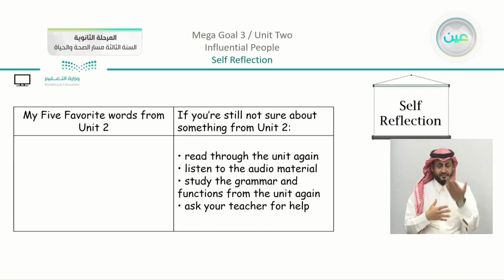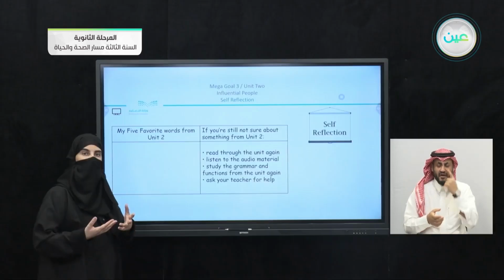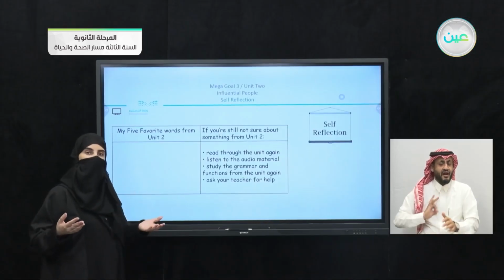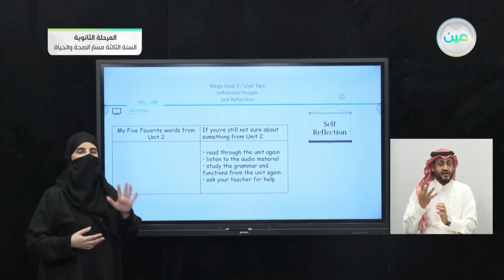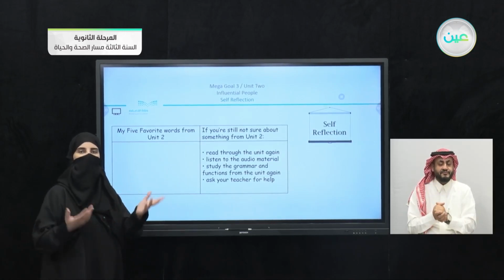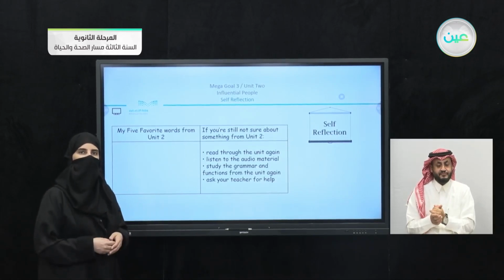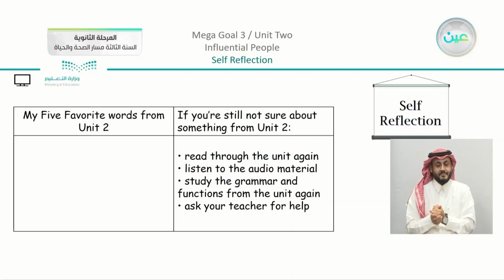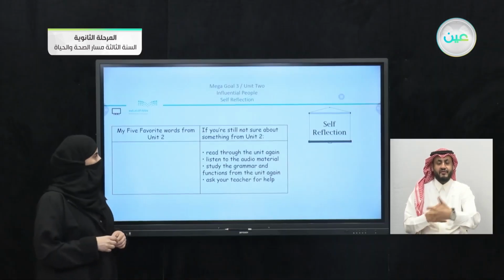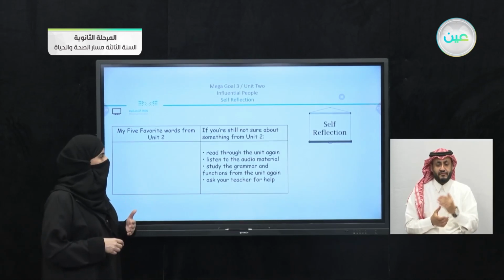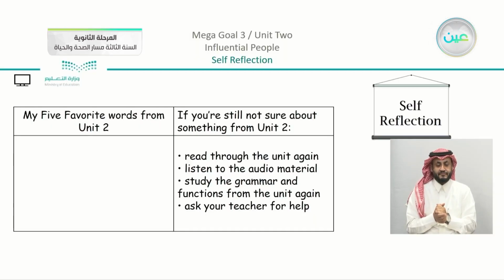We have here my 5 favorite words from Unit 2. So you are going to concentrate on the vocabulary we took in the first lesson and also in the vocabulary building. What are your 5 favorite words that you have learned? You may even have learned something from the reading or from the writing, which was not even mentioned in the vocabulary. If you're still not sure about something from Unit 2, read through the unit again. Listen to the audio material, so you can just scan and listen to the audio material in the book. Study the grammar and functions from the unit again, and ask your teacher for help if you need it.